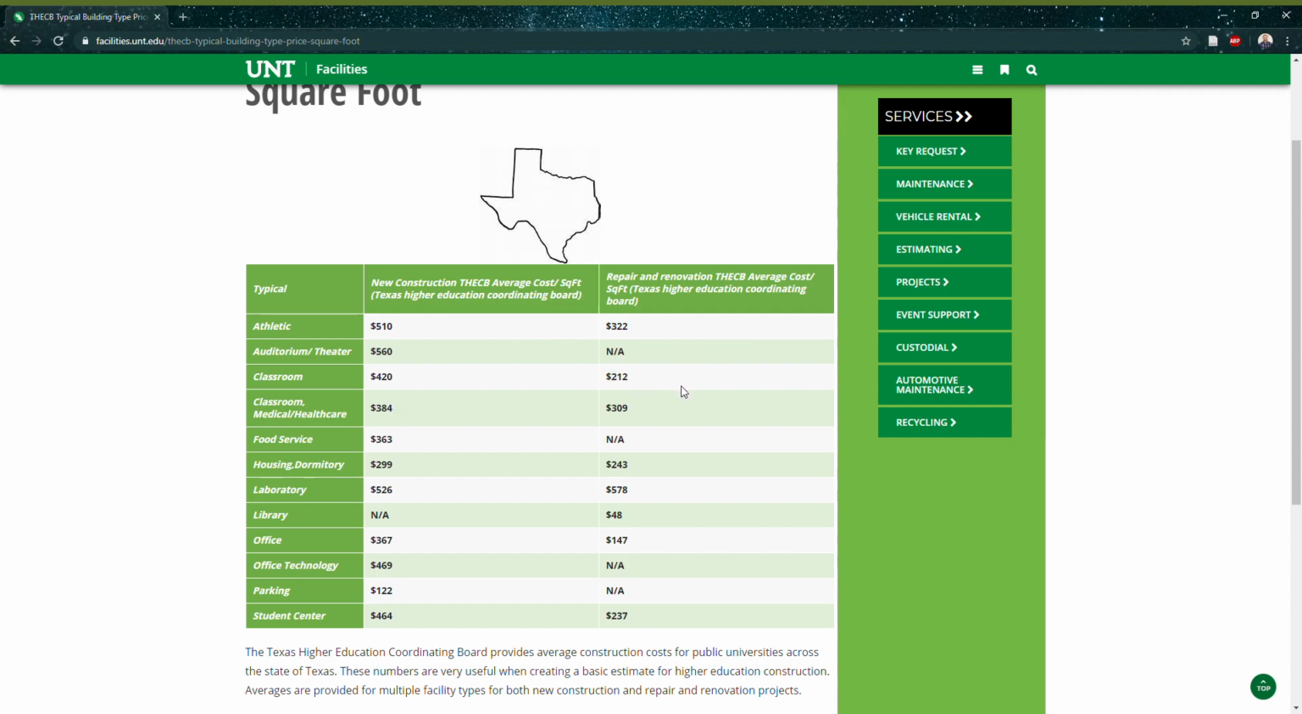It is important to remember that these square footage costs are averages of multiple projects across the state of Texas with varied scopes of work. However, once your limitations are understood, they can be very useful in determining basic pricing guidelines for upcoming projects without requesting an official estimate.